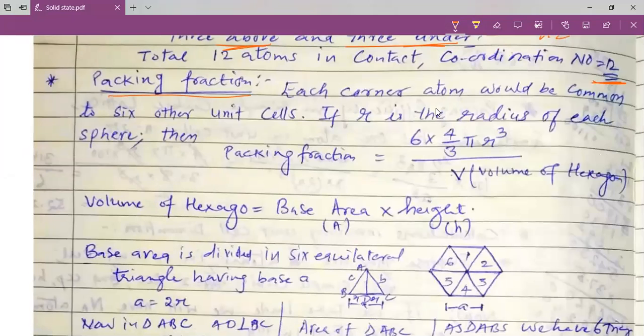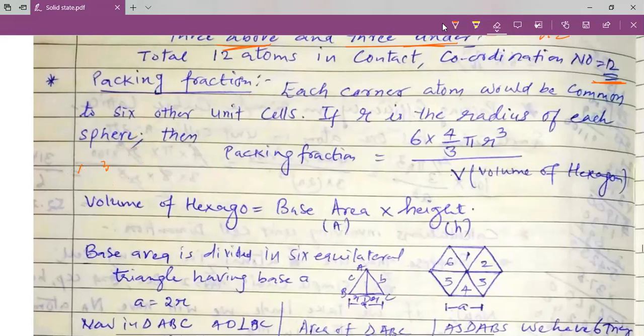Now we want to first find out the packing fraction. What is the difference between packing fraction and packing efficiency? While calculating the packing efficiency, we use this formula: Z into 4 by 3 pi r cube divided by a cube. This particular portion is known as the packing fraction. When we multiply it with 100, we get the answer in percentage, and it is known as the packing efficiency. So let us first calculate the packing fraction for this hexagonal closed packing.